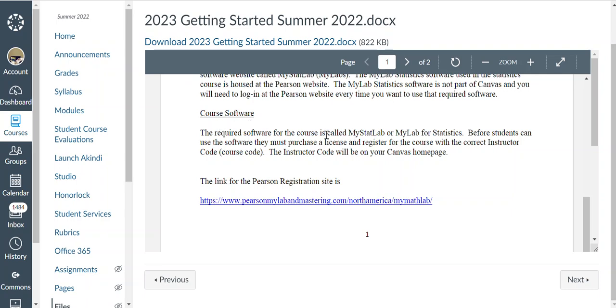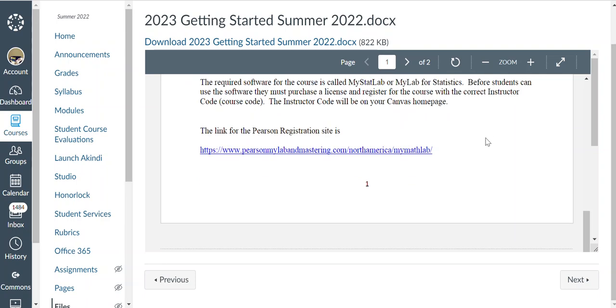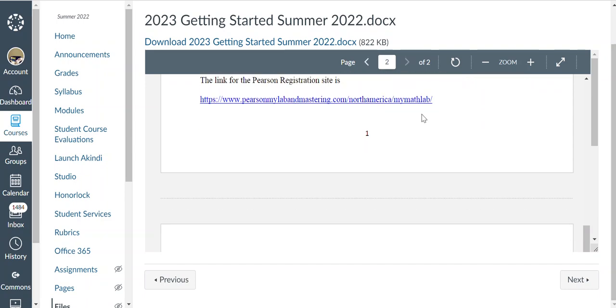This is my lab. It used to be called MyStatLab, MyMathLab, statistics, and so on. Sometimes I use all three terms, but basically right now it's evolved into MyLab Statistics, and you have to register and pay for that. And that has your book, your ebook, and everything that you need for the learning resources from Pearson.